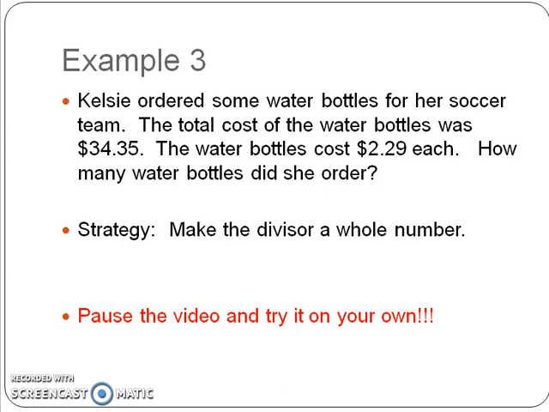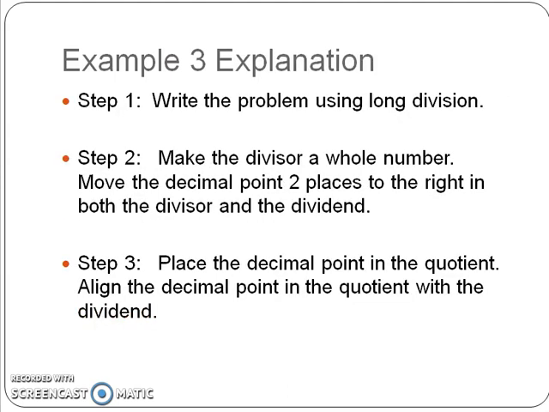So I want you to make the divisor a whole number. That's the strategy you're going to use. Pause the video and try it on your own. So the first step you're going to take is you're going to write the problem using long division. So your divisor should be $2.29. Your dividend should be $34.35. You're going to make the divisor a whole number by moving it over 2 places.